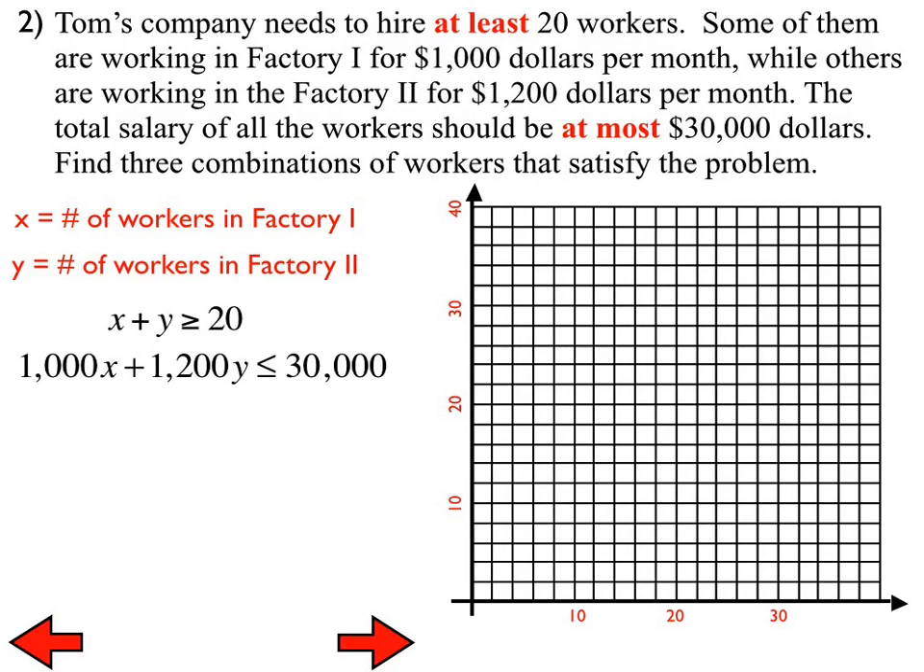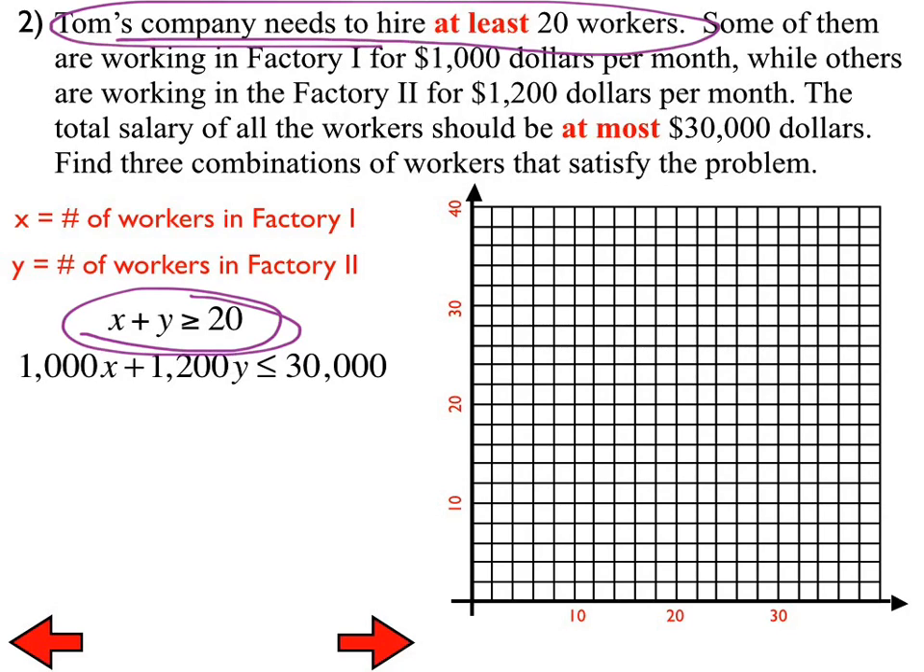Notice that I used x plus y is greater than or equal to 20 for my first inequality. That comes from that very first sentence: Tom needs to hire at least 20 workers. We have some workers at factory 1. We have some workers at factory 2. I don't know how many are at each of them, but I know we need at least 20 workers, which is greater than or equal to 20.